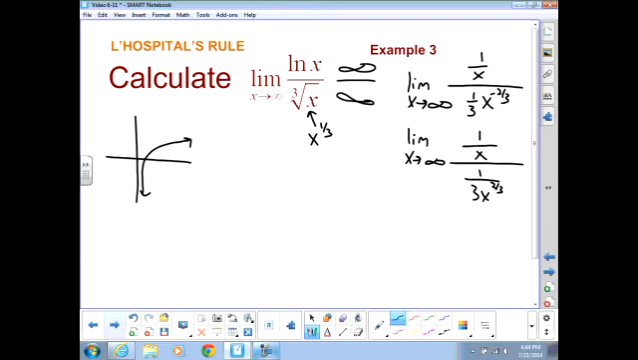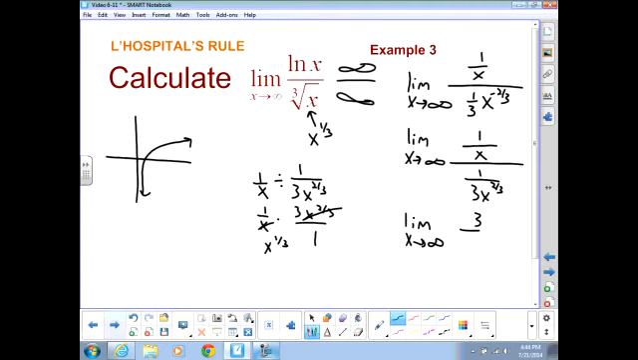And off to the side, we can do a little keep change flip. Currently, we have 1 over x divided by 1 over 3x to the 2/3. That's 1 over x times 3x to the 2/3 over 1. You can take an x to the 2/3 out of each part. So that's gone, and this will be x to the 1/3. So really, we're just going to have the limit as x approaches infinity. On top, we'll just have a 3, and on bottom, we'll have x to the 1/3.